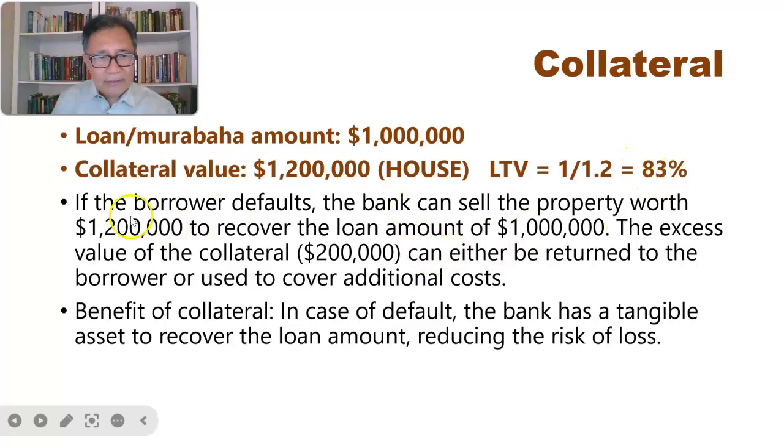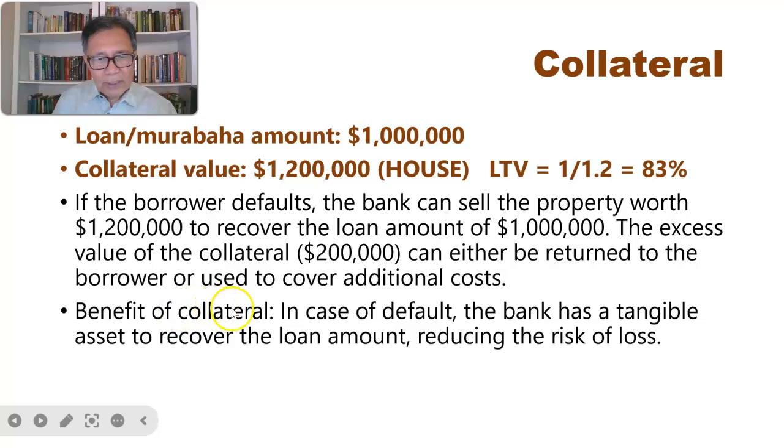What it implies is that if the borrower defaults, then the bank can sell the property worth 1.2 million to recover the loan facility or the murabaha facility of 1 million. The excess value of the collateral can either be returned to the borrower or used to cover additional costs. But what it implies here is that upon default, the bank should be able to recover whatever they have extended to the borrowing customer.